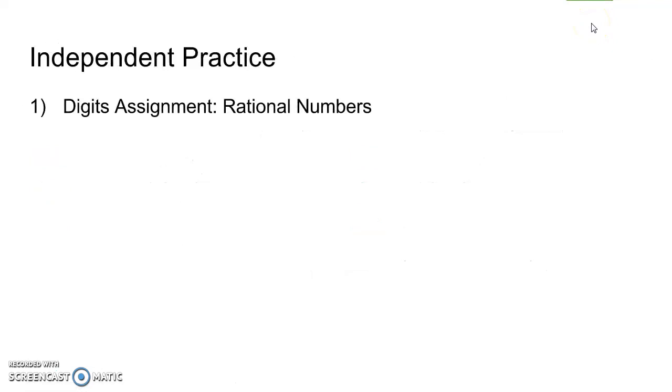All right, at this point you should be ready to tackle the digits assignments that are assigned to you. These are going to be review assignments on rational numbers. You'll see one called rational numbers, and I think there's a separate one called adding and subtracting. Raise your hand if you need help.